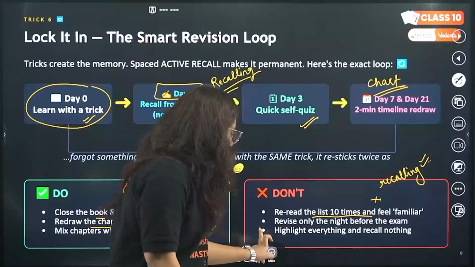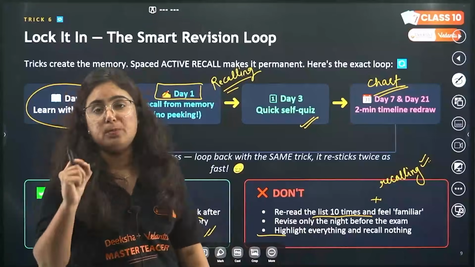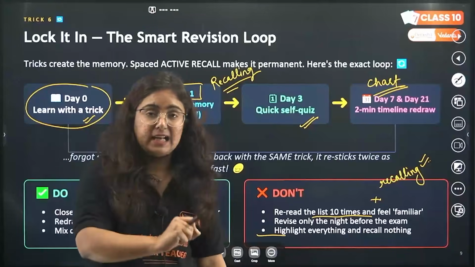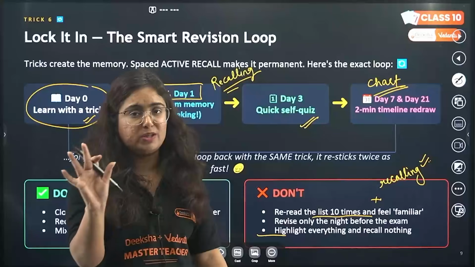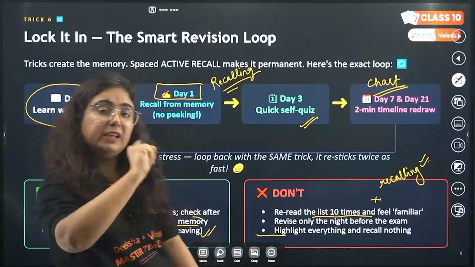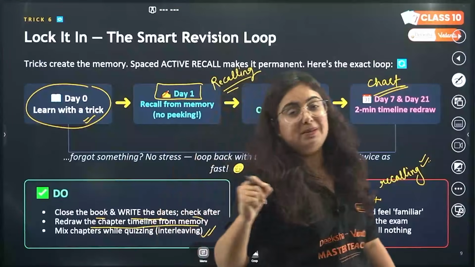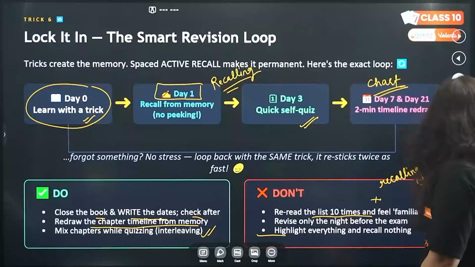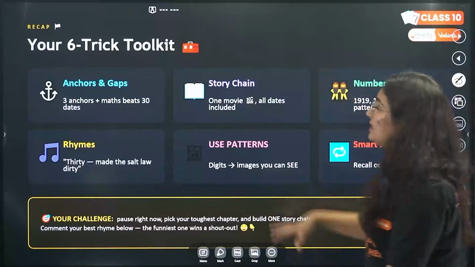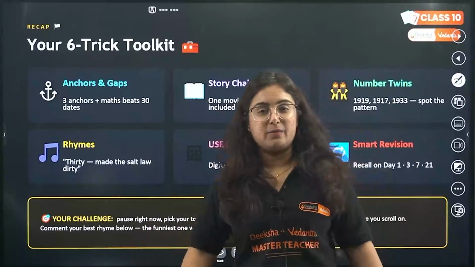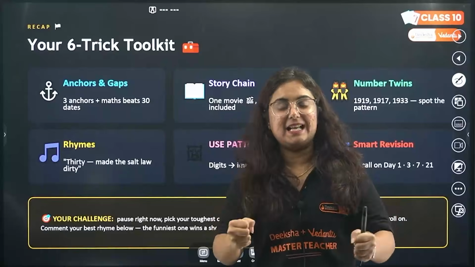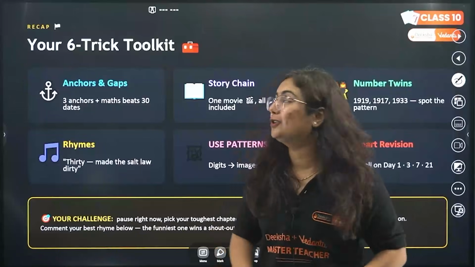Last but not the least, highlight everything in your book. Okay? And if you are just highlighting it and not recalling, then also it's not worthy. Beta, but whenever you are reading your SST book, please highlight those important dates. Okay? So this is the tool kit which you can use to remember those dates. And I know now you are going to follow this.